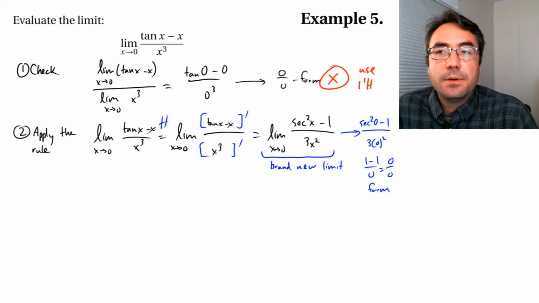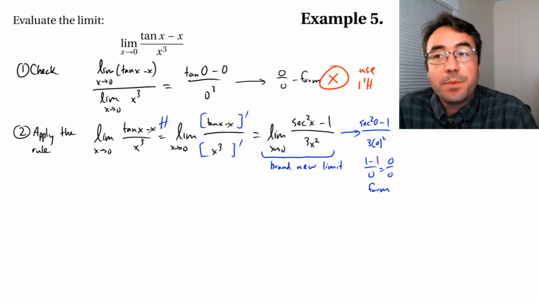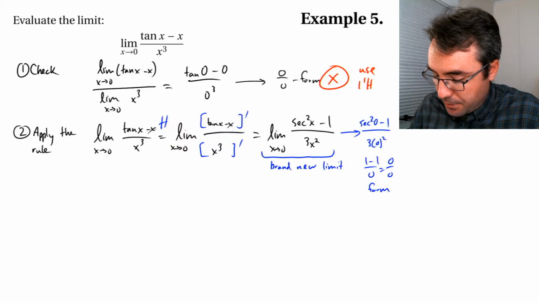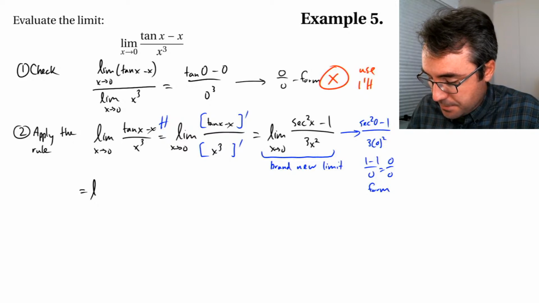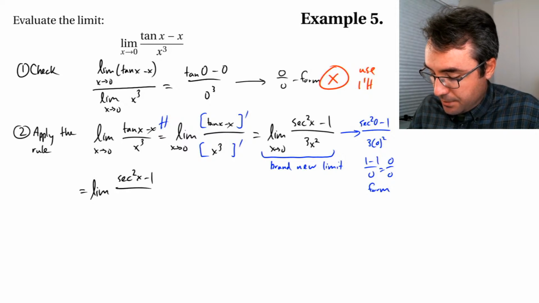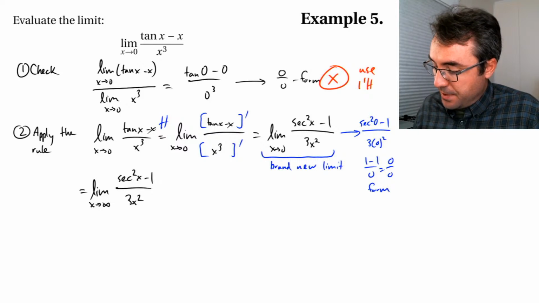So that's not the answer, but it does tell us what we can do. We can use L'Hopital's rule again. So that's what we're going to do. We're going to apply the rule again. So let's write down our secant squared x minus 1 over 3x squared. And we're doing the limit as x goes to 0.